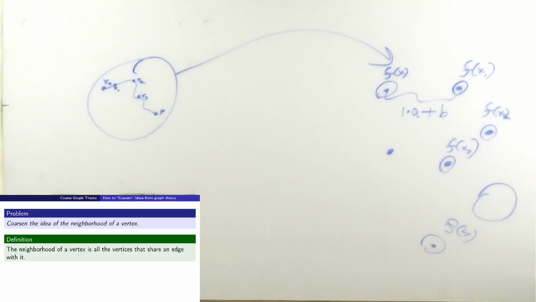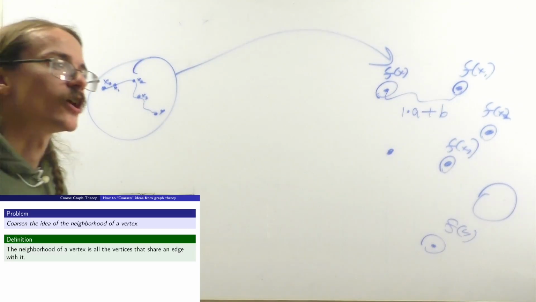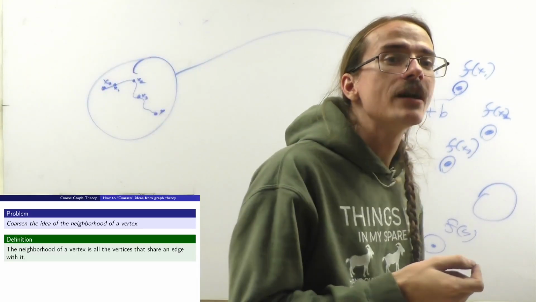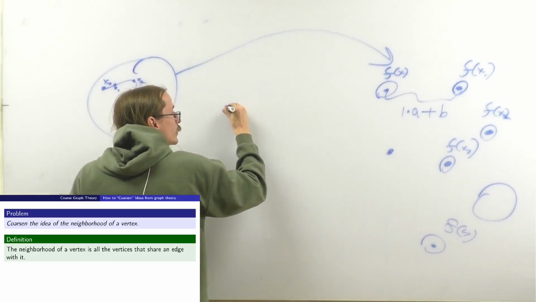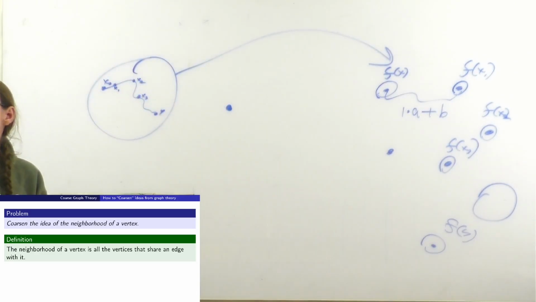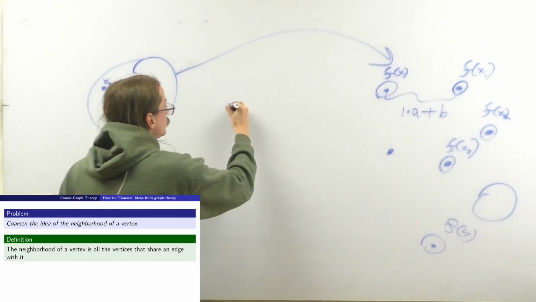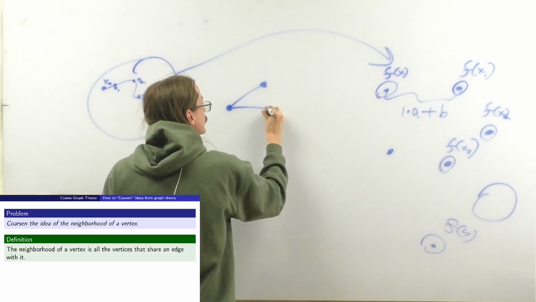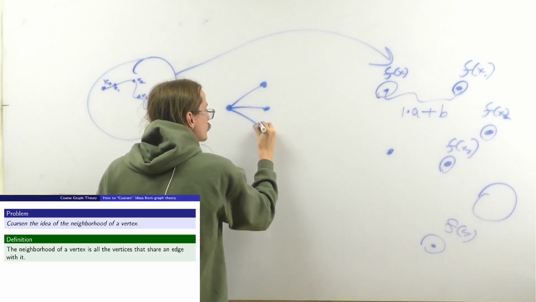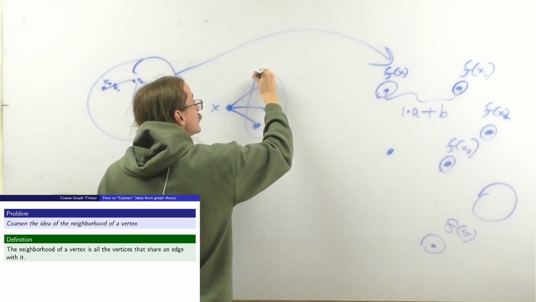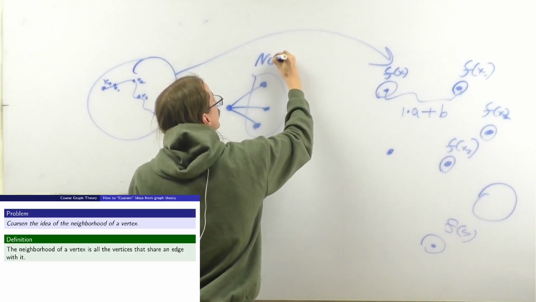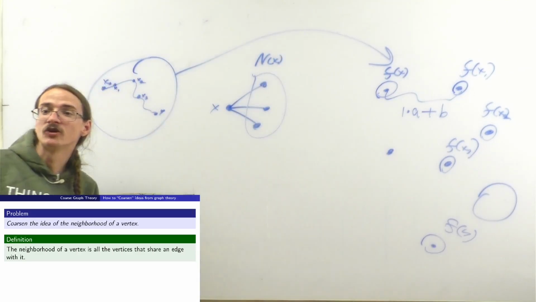Okay, so here's a nice thing to talk about. We have the neighborhood of a vertex. In graph theory, what is the neighborhood of a vertex? Well, it's every vertex that shares an edge with that vertex. If this is x, then this is what we call the neighborhood of x, the neighbors of x.